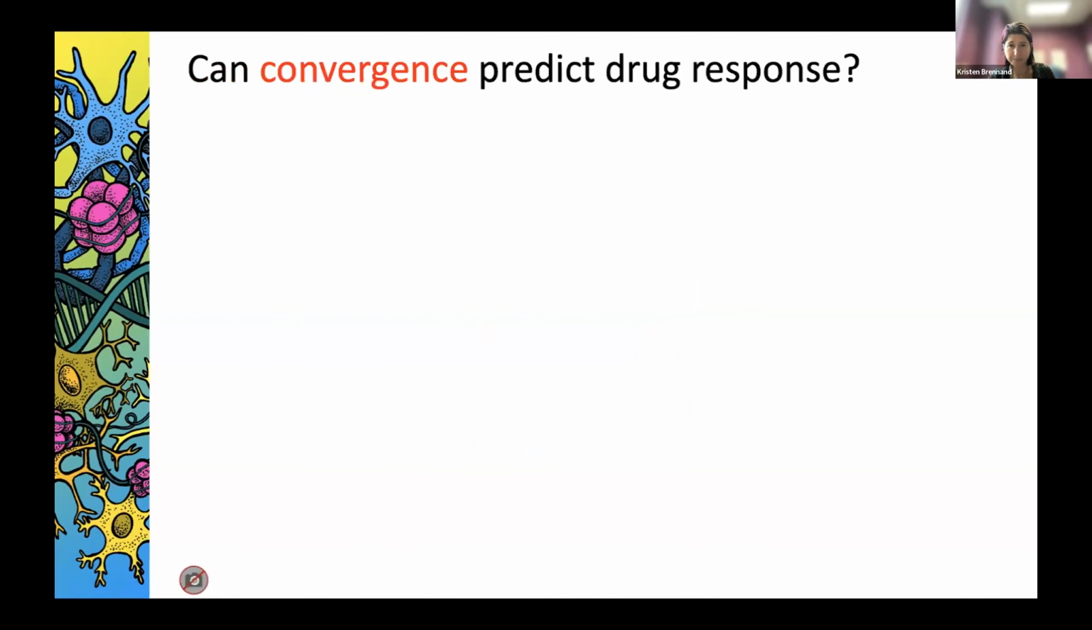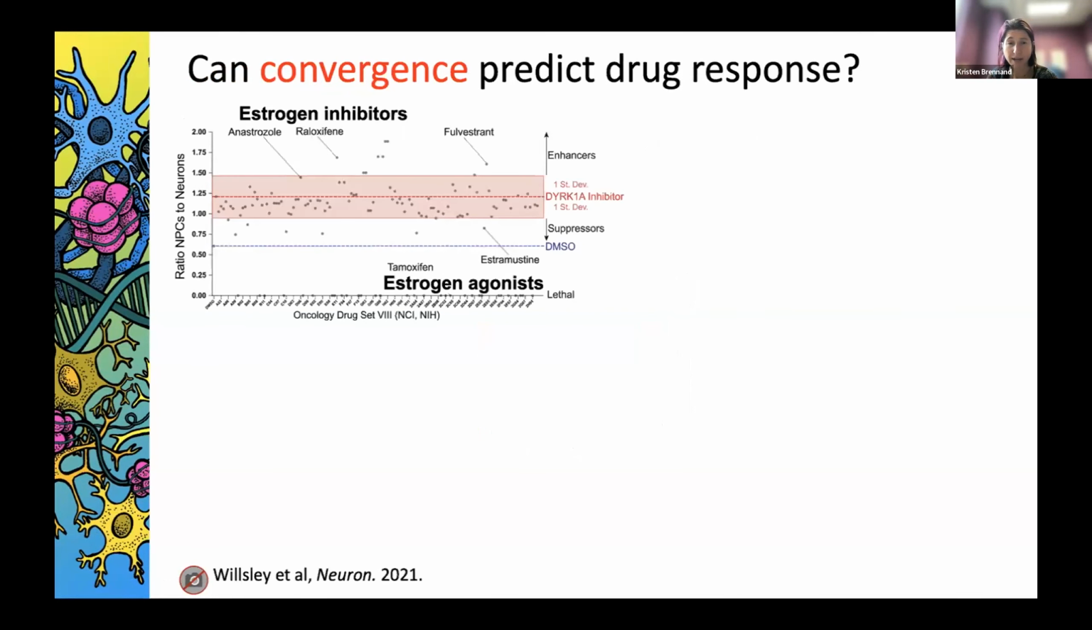We wanted as a final act to ask if convergence, downstream gene expression changes in the same direction, could predict drug responsiveness. There's a bit of a precedent for this in psychiatry.